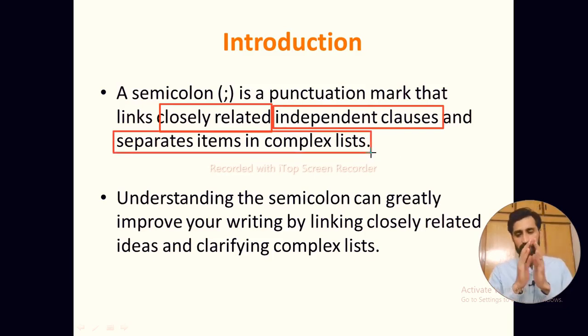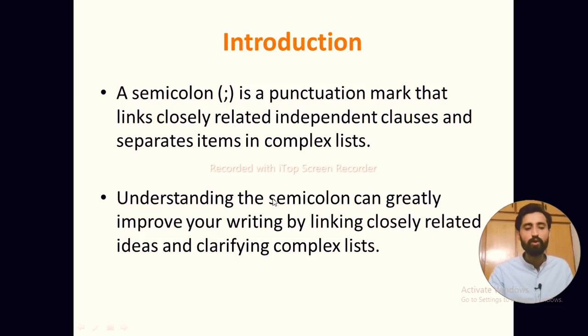Means जब एक सेंटेंस हो उसमें एक लिस्ट हमें गिवन हो और वो कॉम्प्लेक्स हो, सो उन कॉम्प्लेक्स लिस्ट को एक दूसरे से सेपरेट करने के लिए, मीनिंग को अच्छे तरीके से पास ऑन करने के लिए we use semicolon. So हम कह सकते हैं कि when independent clauses are closely related to each other, and the second of all is that when we have a complex list in a sentence, so we will use this as well. The next thing is semicolons can greatly improve your writing by linking closely related ideas and clarifying complex lists. So it will enhance your writing skills, and at the same time it will make your writing look better.